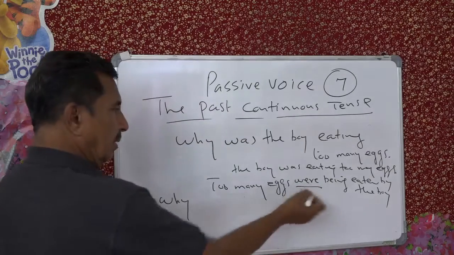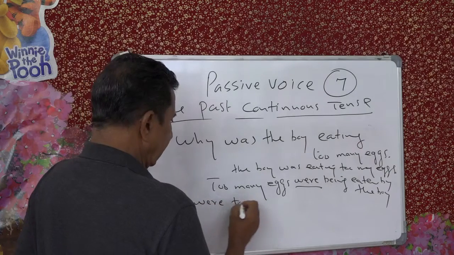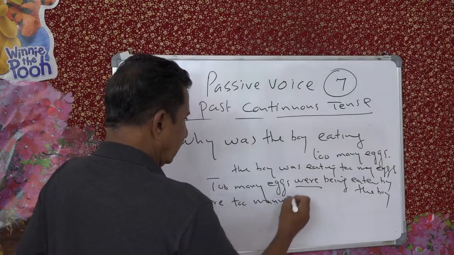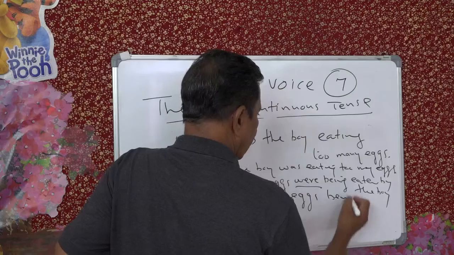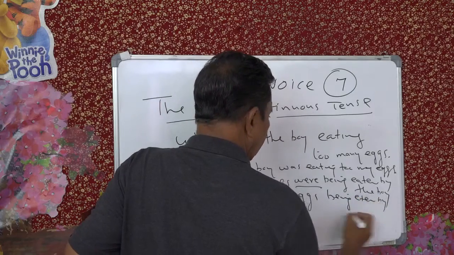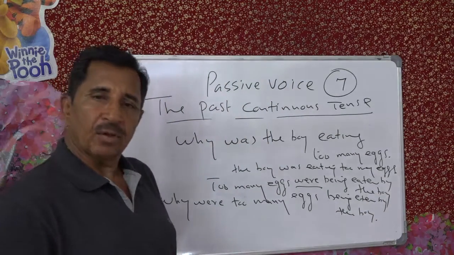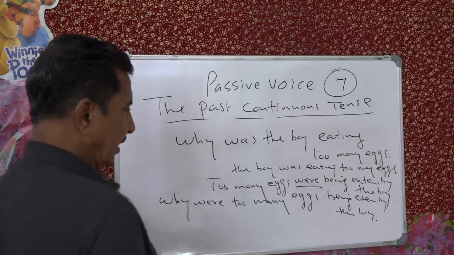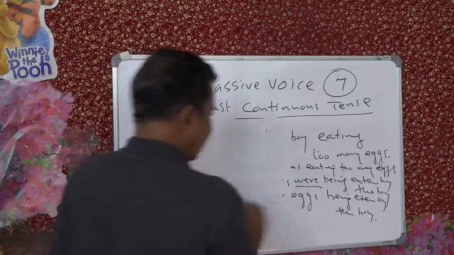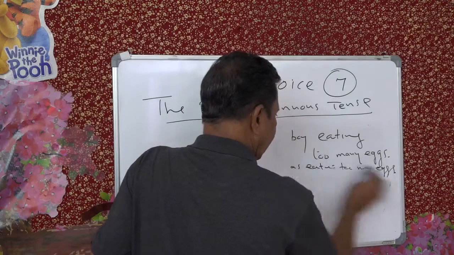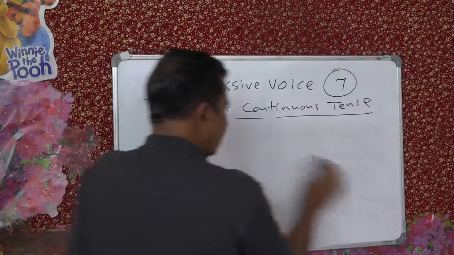Why then were? Then the verb, first part of the verb. Why were too many eggs being eaten by the boy? Right? Yes. Let's have where, another person, isn't it? Where? Why? How? When? Any question you can convert into passive.